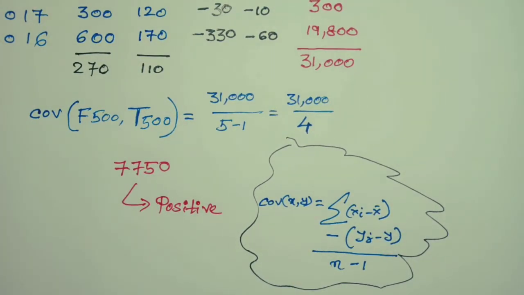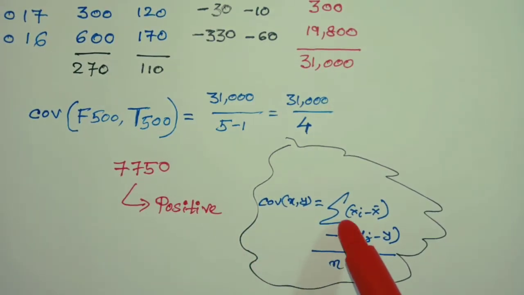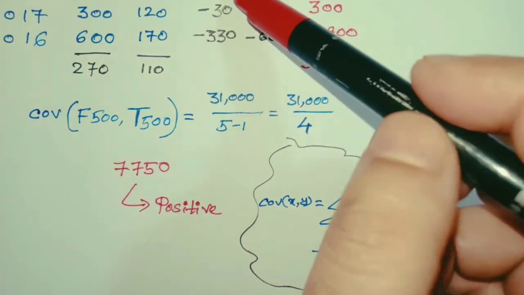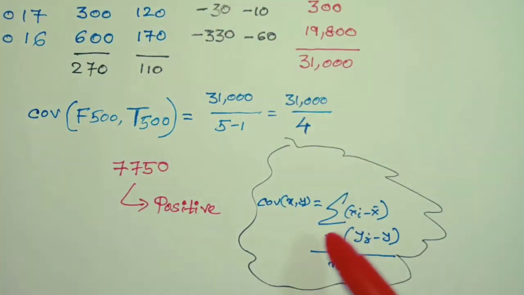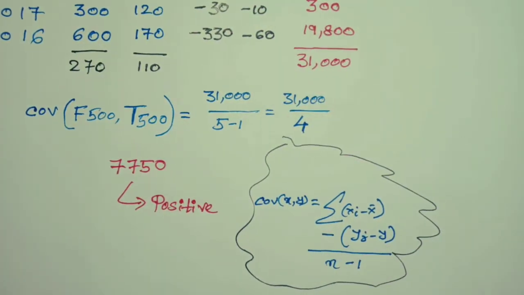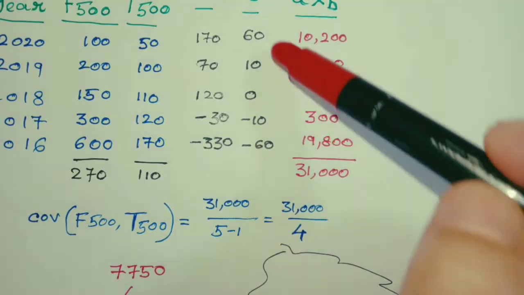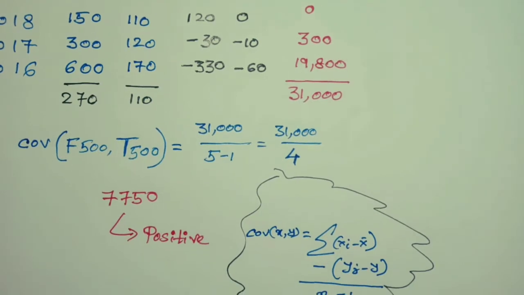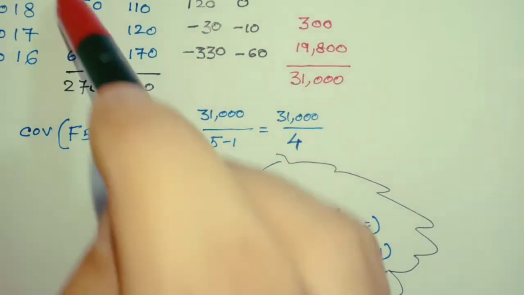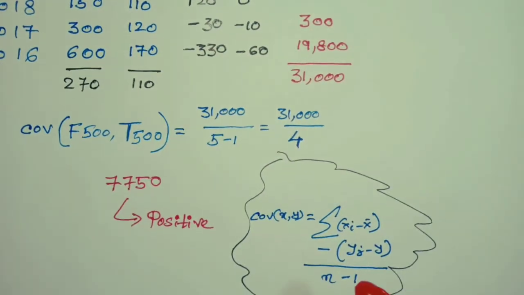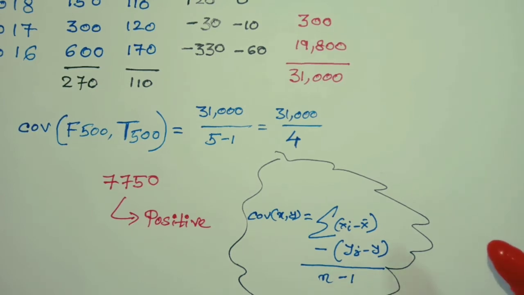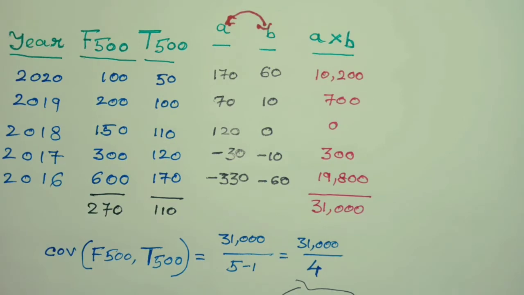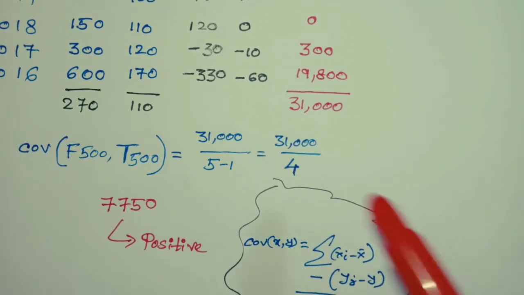See, here I have just noted down covariance of X, Y. Sigma, I have already done the summation. Xi minus X is this one, this minus this is the X. Yi minus Y is the T500 company, where I have listed down this minus this. And then I have n minus 1, where n is the total number of values, 5, 1, 2, 3, 4, 5. So there are a total of 5 years, as you can see, from 2020, 1, 2, 3, 4, 5. So n minus 1 is 5 minus 1 equals 4.